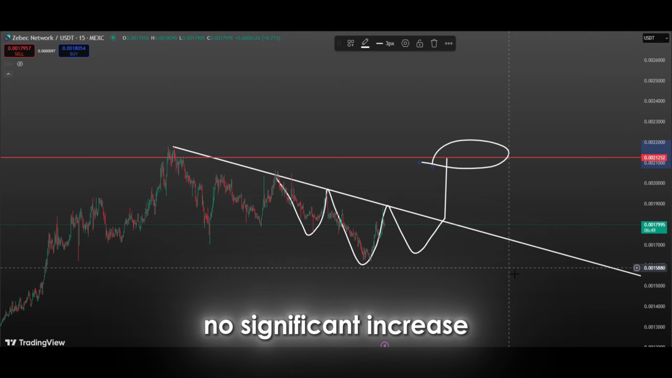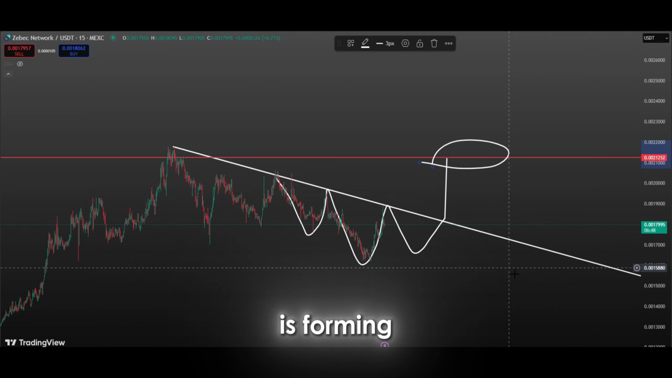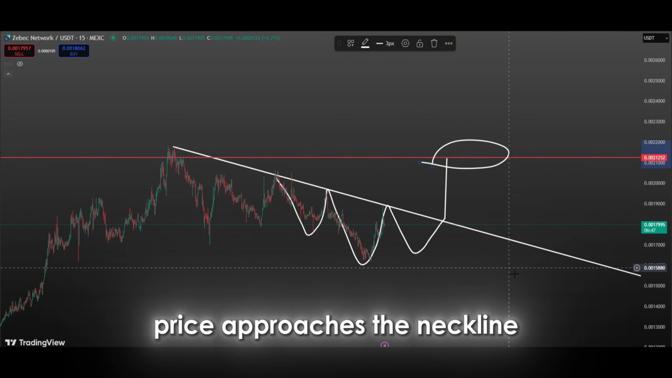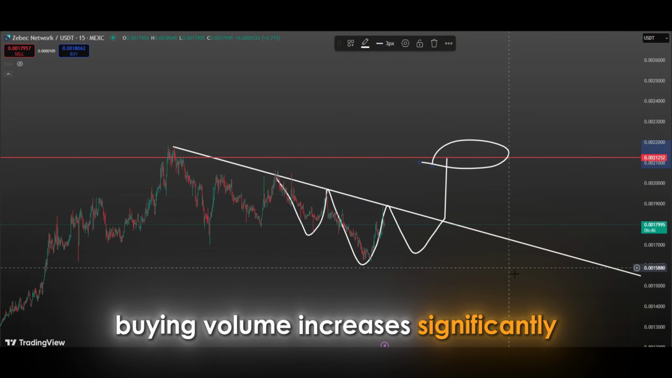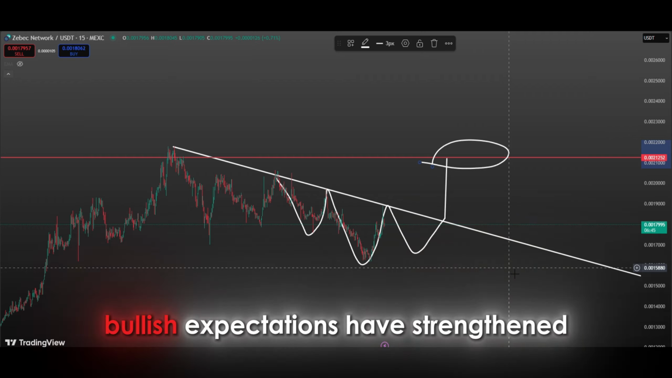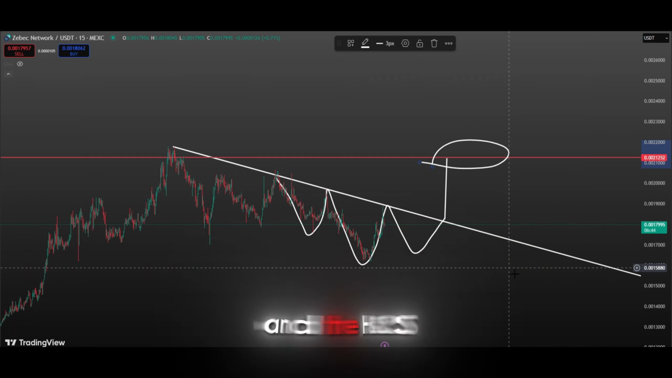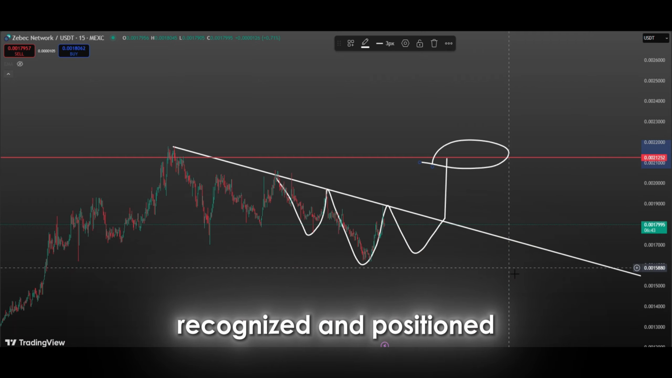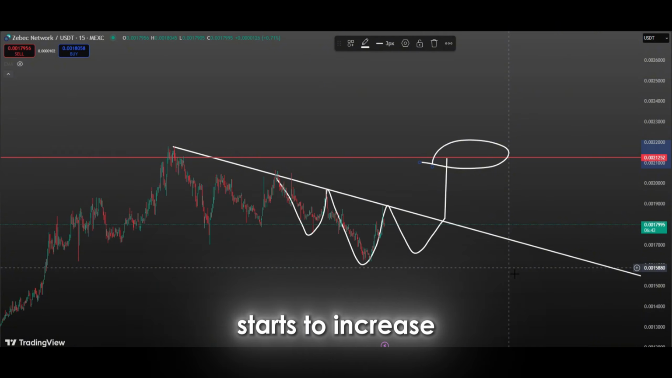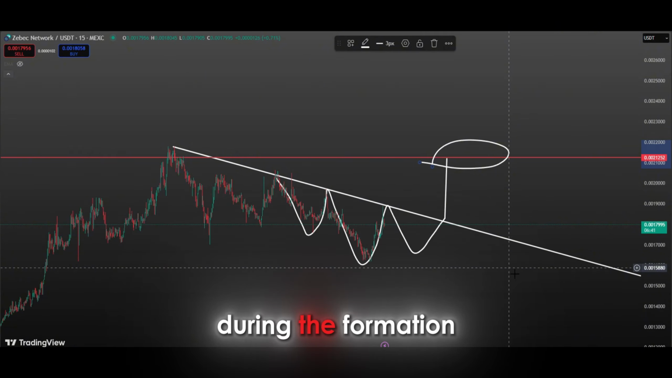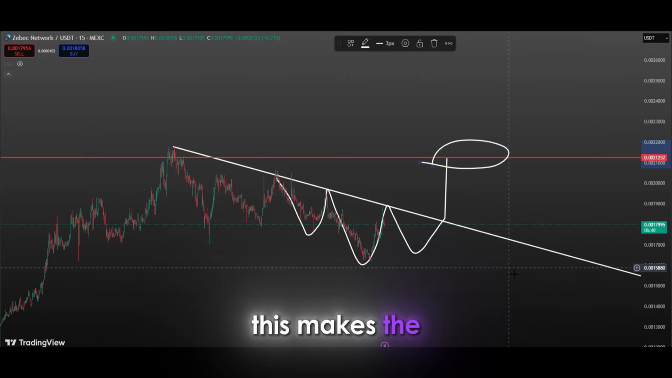Usually there is no significant increase in volume as the head is forming, but as the price approaches the neckline, buying volume increases significantly. This indicates that traders' bullish expectations have strengthened, and the H and S pattern has been recognized and positioned. If the volume starts to increase in a supportive manner during the formation of the second shoulder, this makes the confirmation of the pattern much more likely.